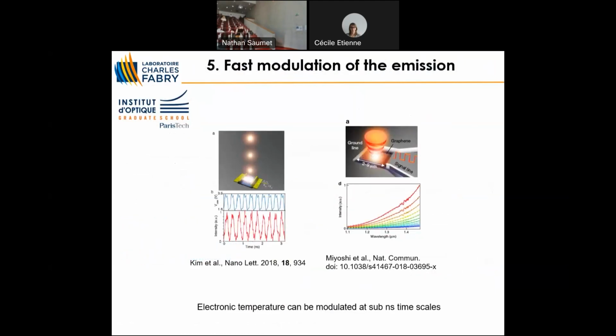This is a completely different system where the modulation is even more impressive. This is a piece of graphene. In that case, what you modulate is the temperature. You just apply a huge voltage, so you have a huge current flowing through graphene. There are losses, and the Joule effect increases the electronic temperature of the electrons, but these electrons are not in equilibrium with the phonons of the graphene. You can have thousands of kelvins. So when you have thousands of kelvins, you emit in the visible.